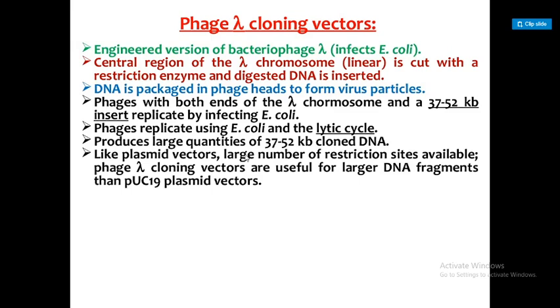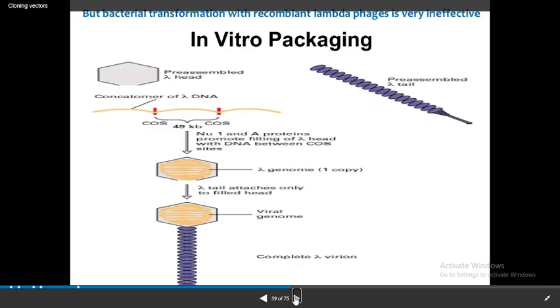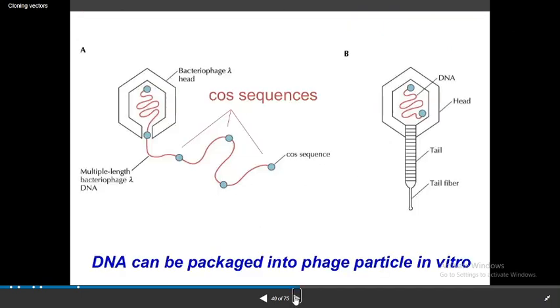Okay. So this is an important feature. What is the size of that phage? All are given there. I don't think you have to learn the sizes, but you need to know about the functions. So when you look into the bacteriophage, you can see some sequence there. You can see the blue color. This is called the COS sequence. That we will learn.